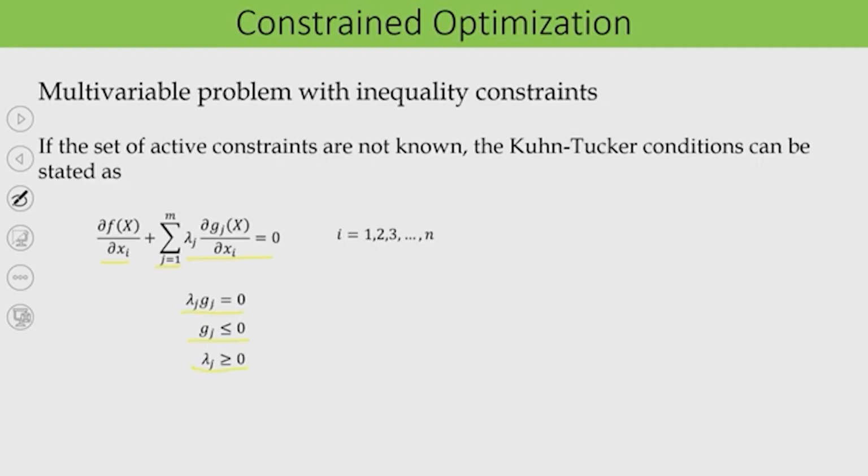So if the set of active constraints is not known, then you have to put these two additional conditions, that is lambda j z j equal to 0 and z j less than or equal to 0.